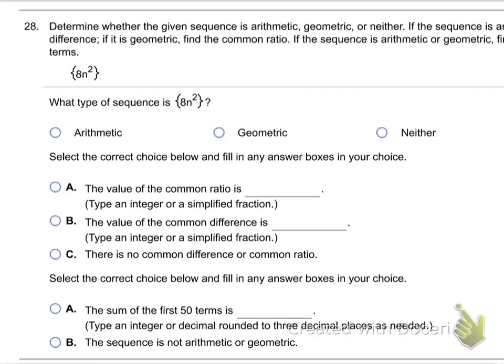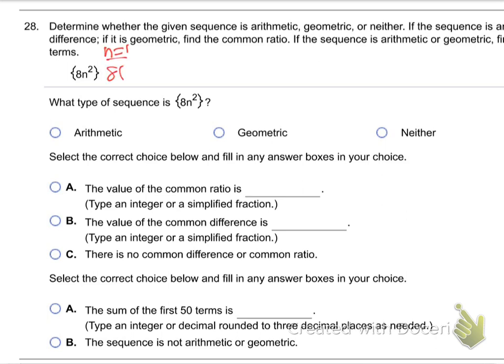I'm going to try that one real quick. So take the 8n squared formula. Plug in 1, plug in 2, plug in 3. That's all you'll need to figure out if it's arithmetic, geometric, or neither. Plug in 1, 2, 3, and see what's happening from term to term. Is it adding the same number? Is it multiplying by the same number? I don't know, maybe we will need 4.